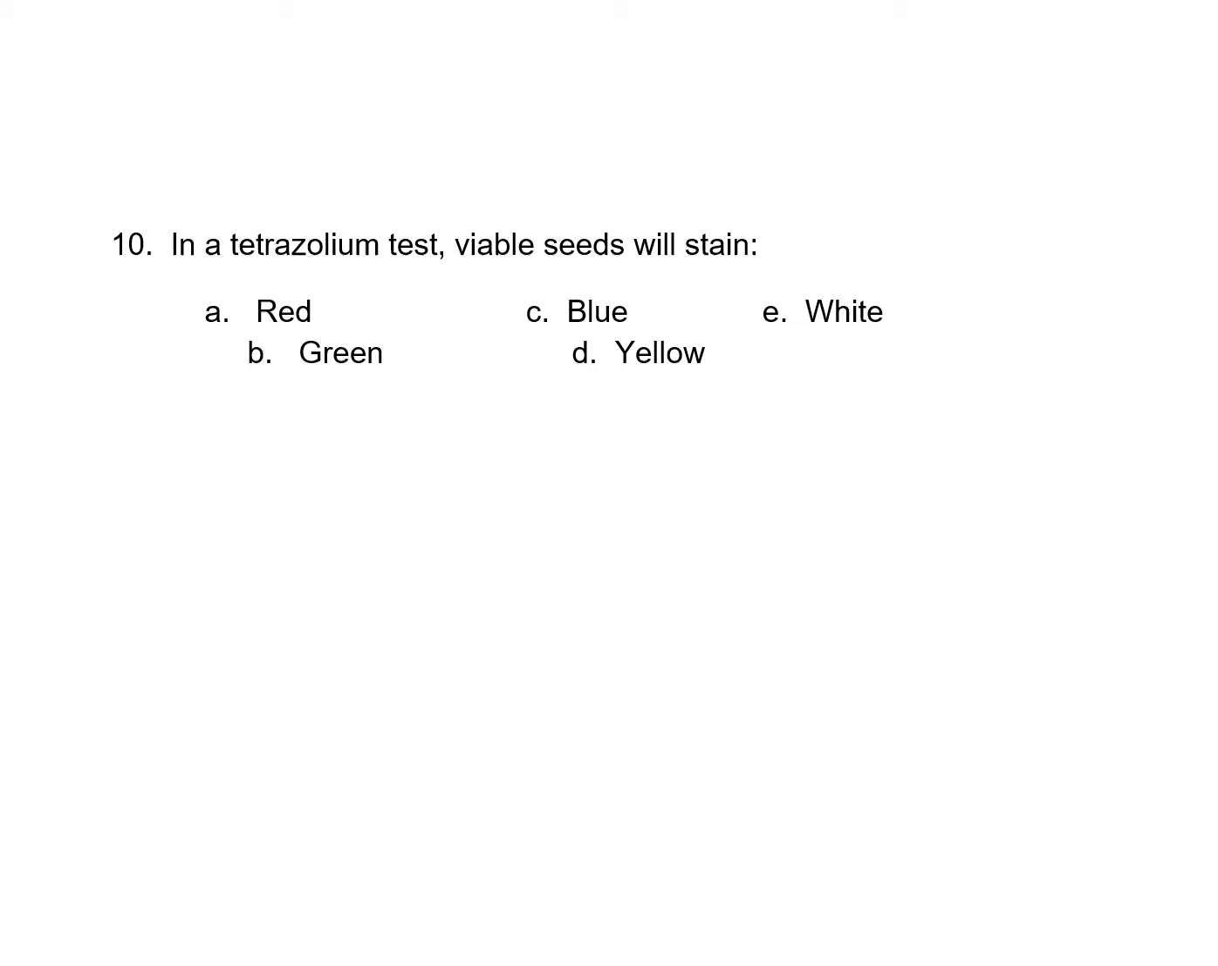Number 10. In a tetrazolium test, viable seed will stain A. red, B. green, C. blue, D. yellow, or E. white. The answer is red.